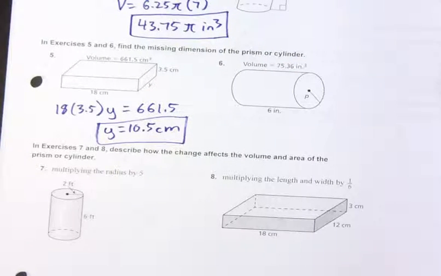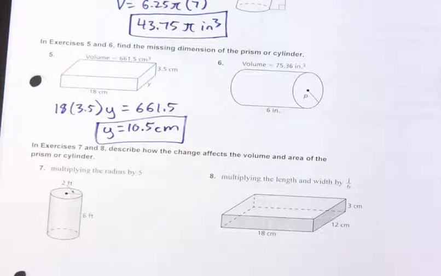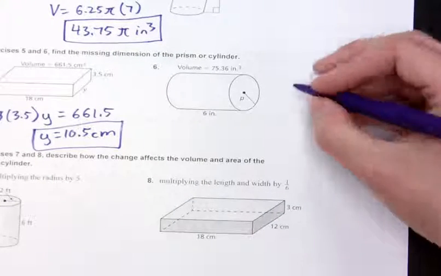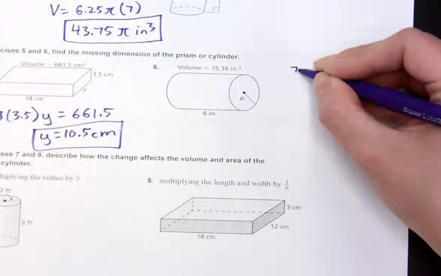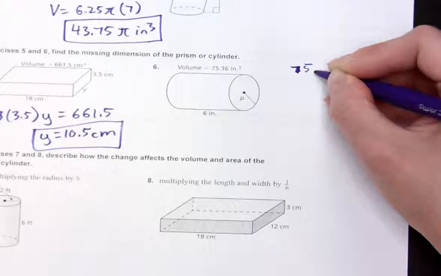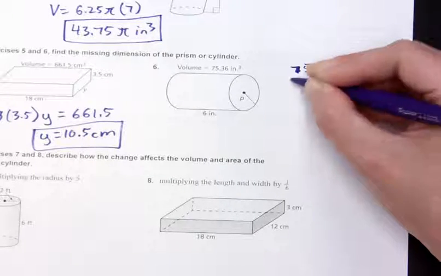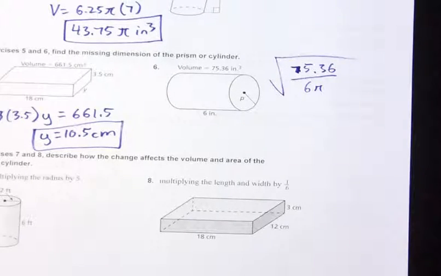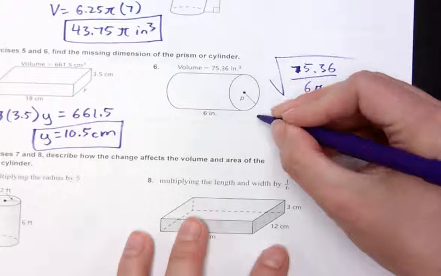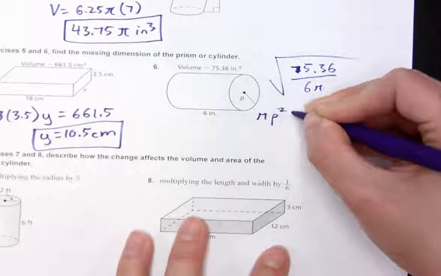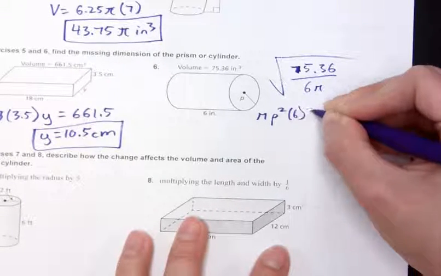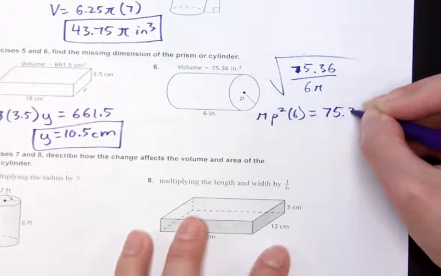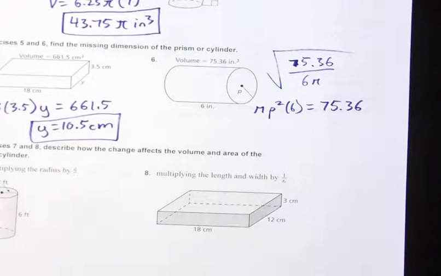All right, how about the next one? You divided by 6. Then you square root. So divide by 6 pi, and then we take the square root of the whole thing, right? If you want to see the equation, it would just be pi r squared times 6 equals 75.36. Wait, so it's simple. Yeah, it's just simple algebra.